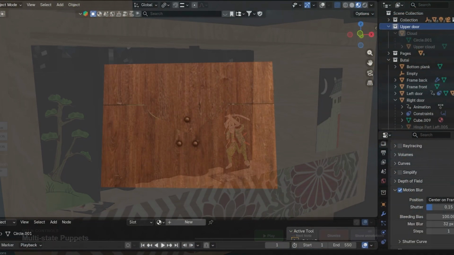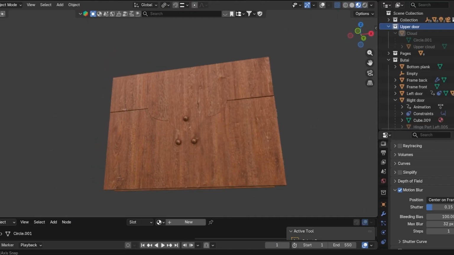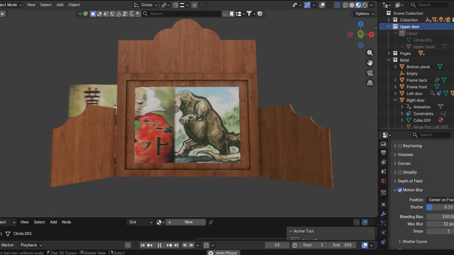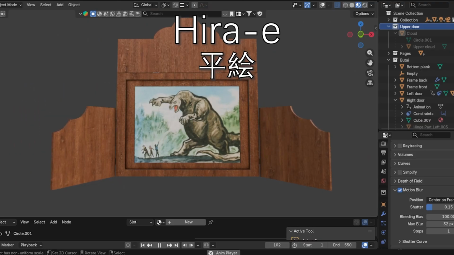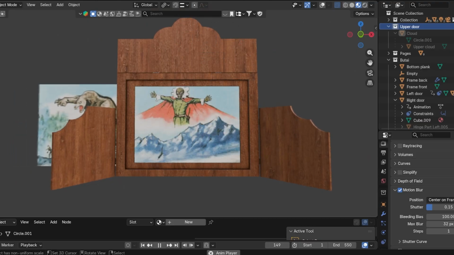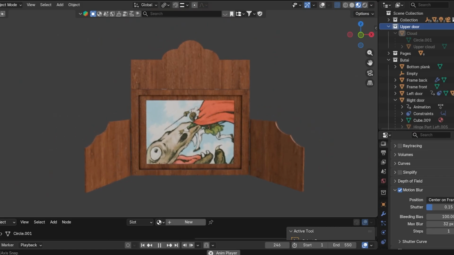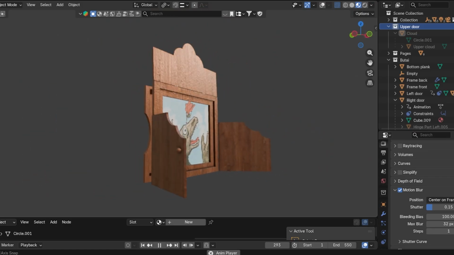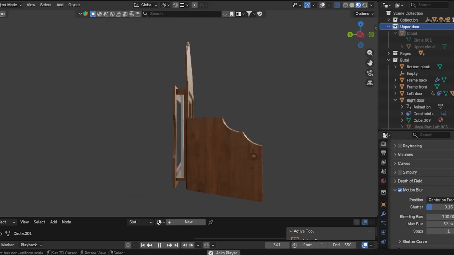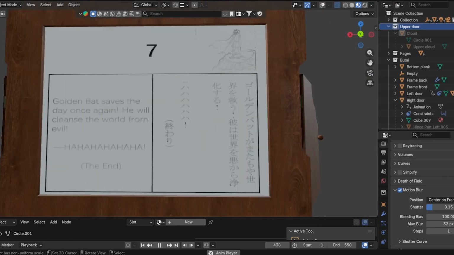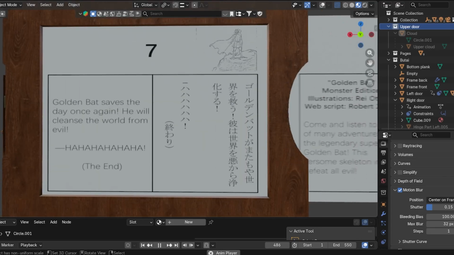But now, take a look at this. This is also called kamishibai, but it's another type. It's sometimes called Hira-e, or flat picture kamishibai, and instead of paper puppets, it uses these big stiff picture cards with illustrations only on one side. These essentially serve as slides. They are displayed in succession to tell a story visually.